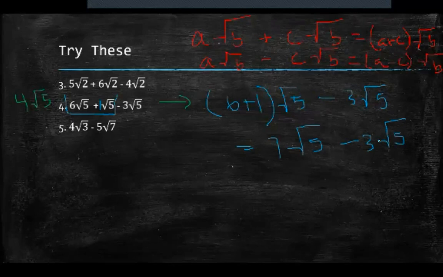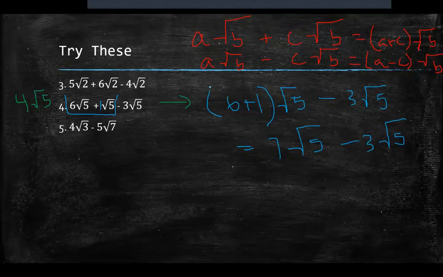I think that's where you went wrong. Because you asked me 6 minus 3, but it's 6 plus 1 minus 3. You understand that? It's 6 plus 1. The 1 is understood. You can't just leave out the 1 and put 6. It's 6 plus 1, which is 7.